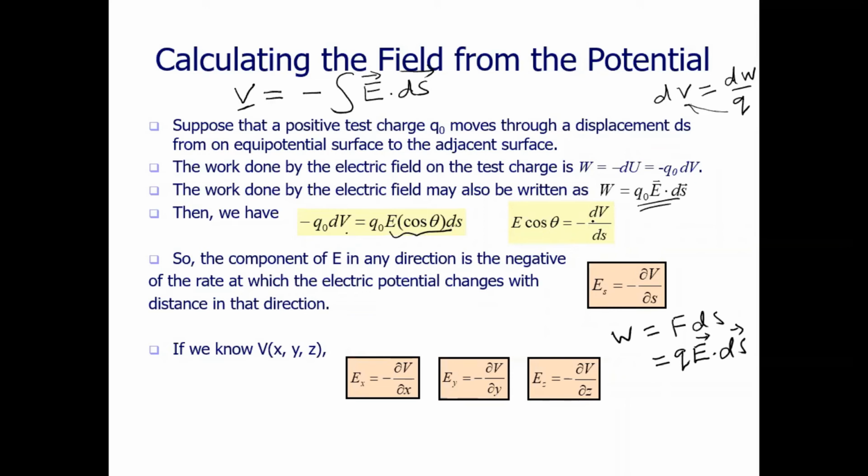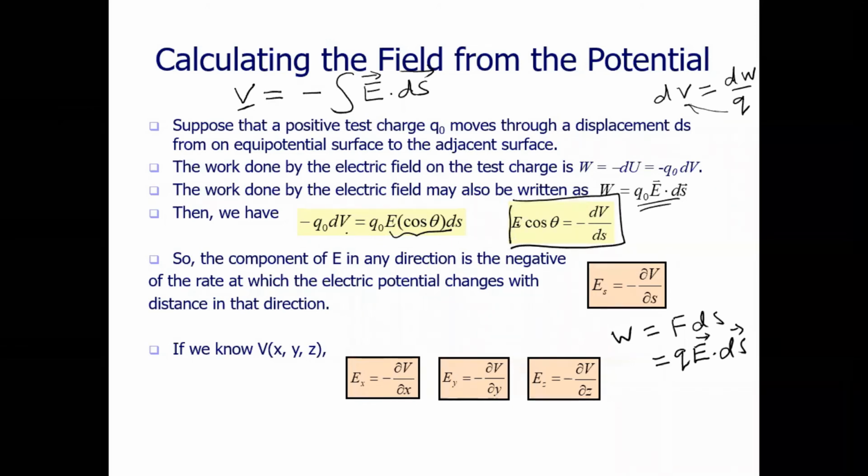Okay? And now this expression is what we want to look at. You can see that in this expression, if you differentiate the potential with respect to this direction, which is basically the direction where you are actually moving, then you'll be able to find the electric field. So in short, we are saying that the component of the electric field in any direction is the negative of the rate at which the electric potential changes with distance.